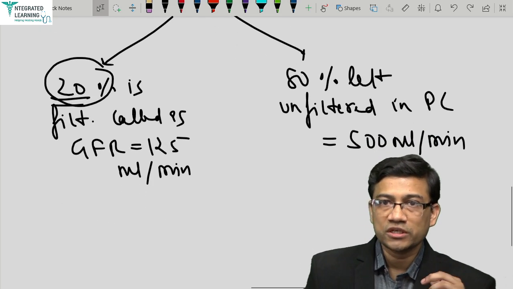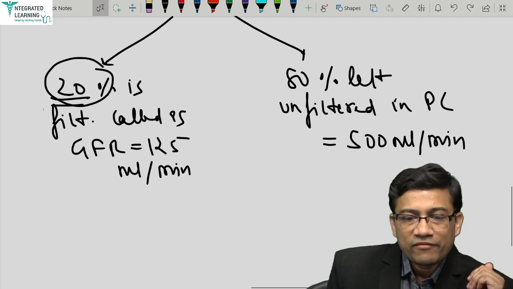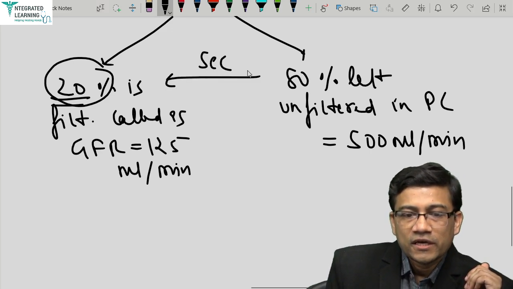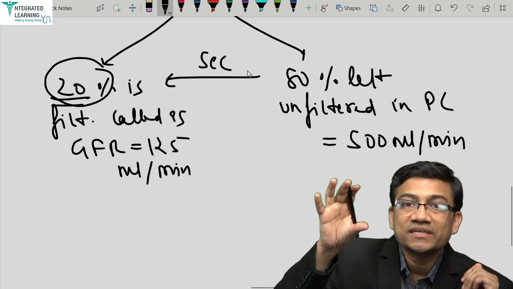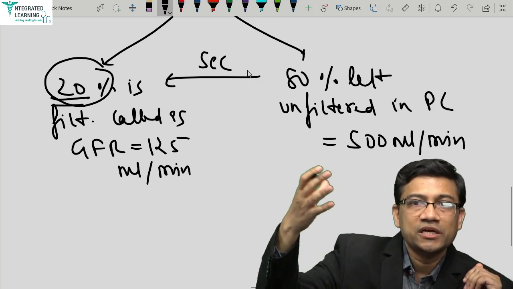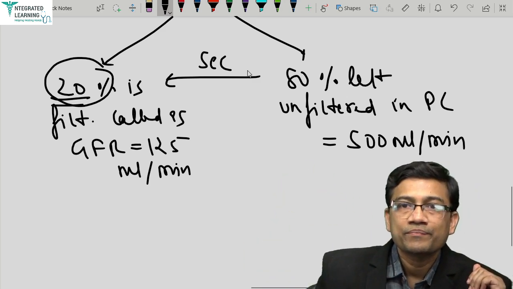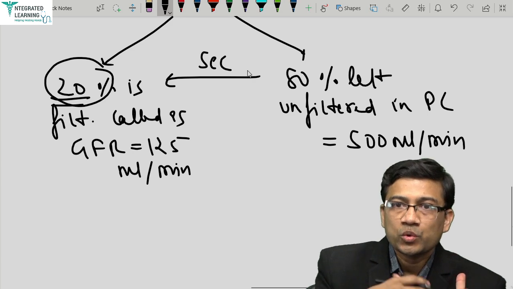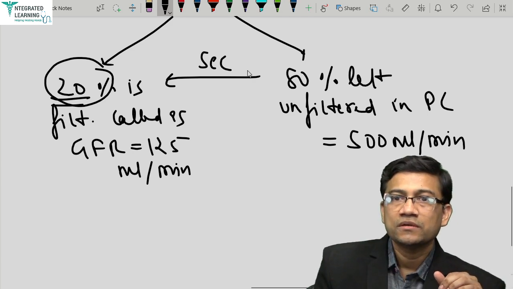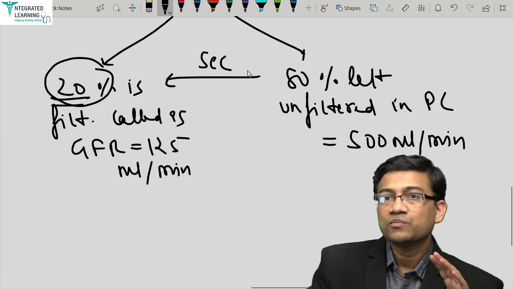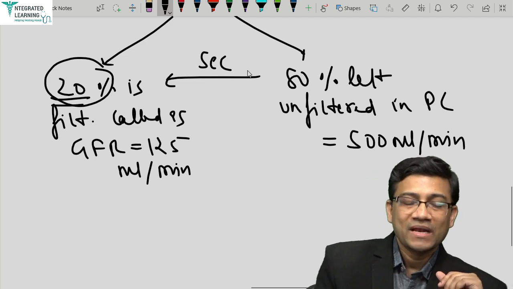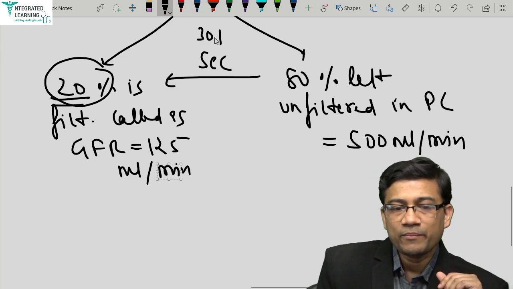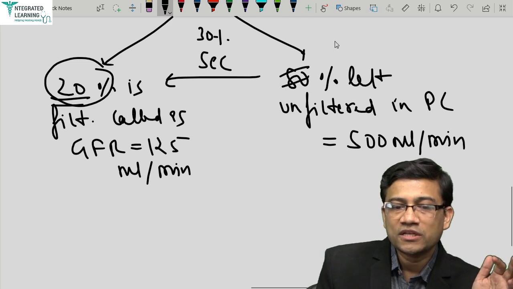Means something is toxic, you want to remove it faster. If I secrete even that 80% dirty plasma containing the creatinine and urea, all of it can now be cleared, and you will be able to clear more than 20%, that is more than GFR. For example, let us say 30%.